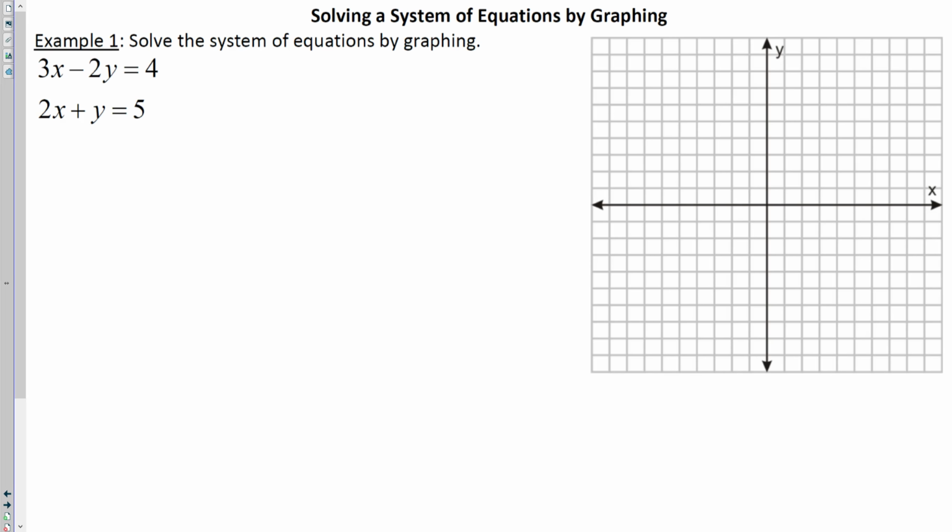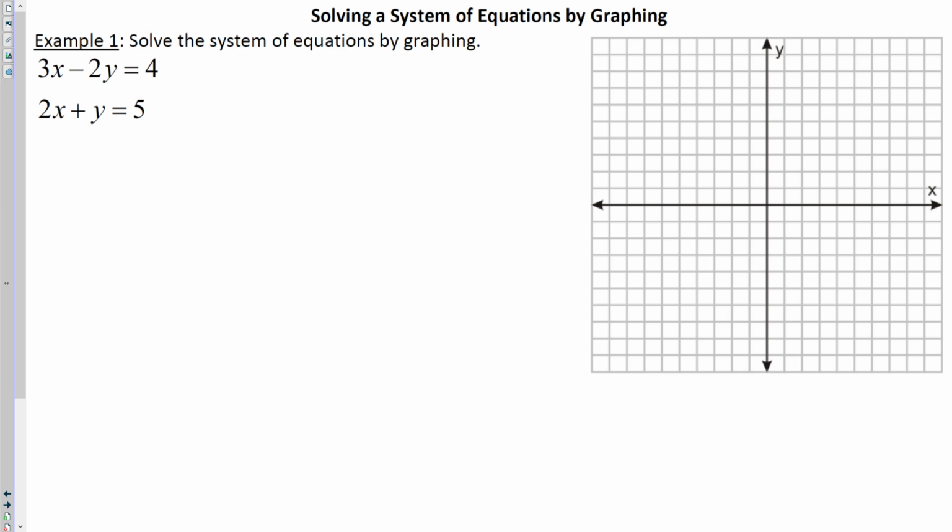In our first example, we're going to solve our system of equations by graphing. So what that means is I'm going to take both of these equations and put them together on the same graphing plane and look at what's occurring with my lines. Are they those parallel lines that have no solution? Are they the same line twice, indicating an infinite number of solutions? Or are they that intersection of two lines that has the solution at that intersection point?